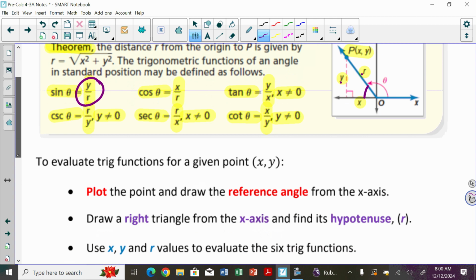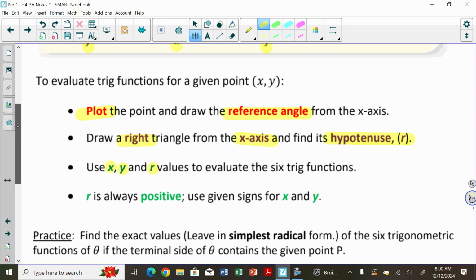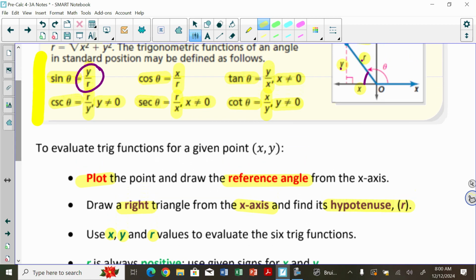To evaluate trig functions, if they give you a point, the first thing is to plot the point, graph it, and draw a reference angle from the x-axis. Then you're going to draw a right triangle with the x-axis and the hypotenuse. Your hypotenuse is going to be r. So you've got your reference angle, and you'll have your x, y, and r. Use the x, y, and r values to evaluate those trig functions, like we talked about up here.